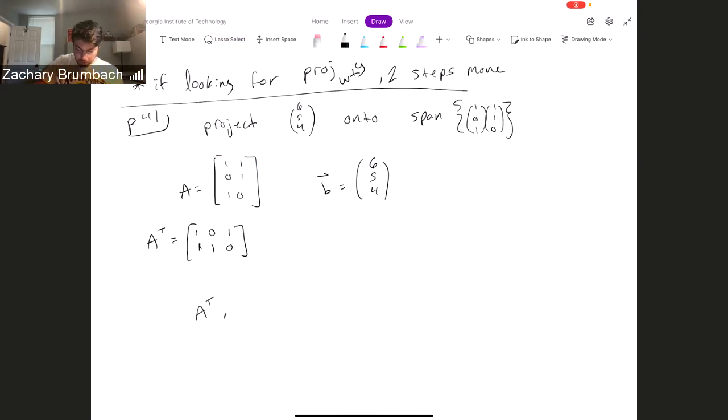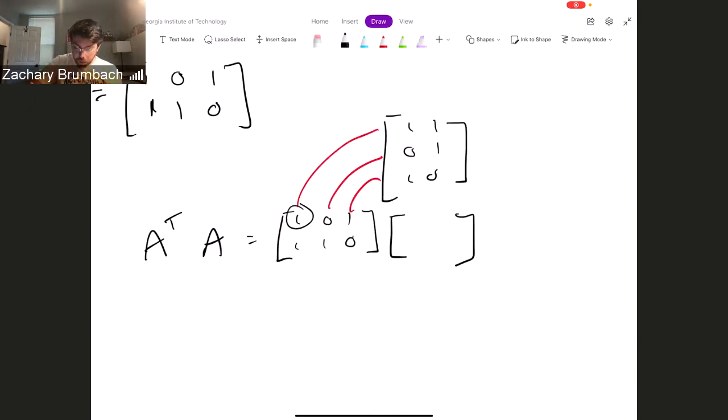Now we find A transpose times A, which is [1, 0, 1; 1, 1, 0] times A. And a reminder on how to multiply matrices. I like to draw connections between my columns and rows. I call them my bridges. So for this top left entry, it is 1 times 1 plus 0 times 0 plus 1 times 1. All of that just boils down to 2. And that's just how to multiply matrices. Again, this should be a review looking back, but that's okay if you need some more help with it.